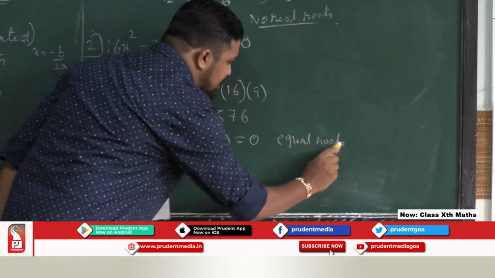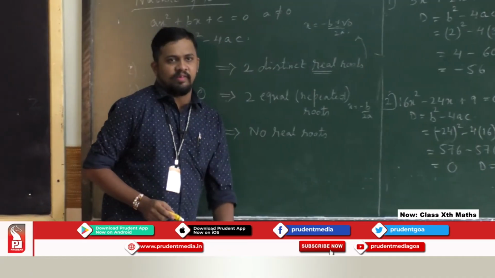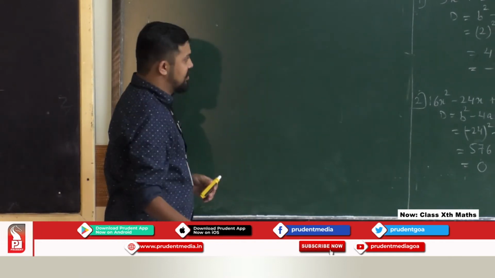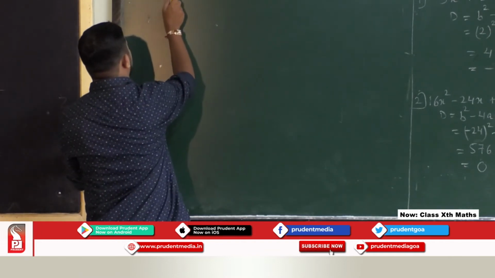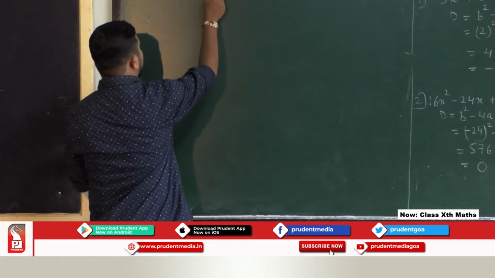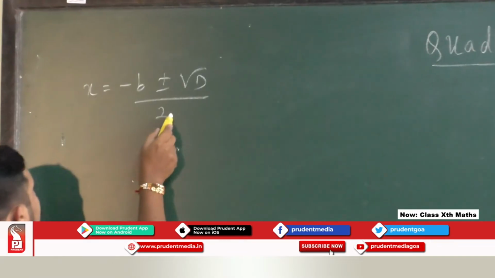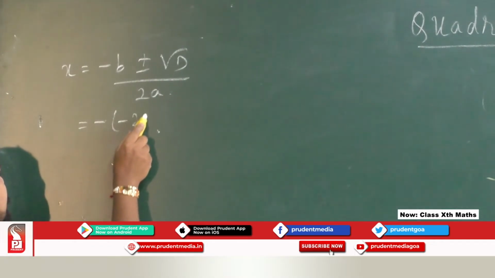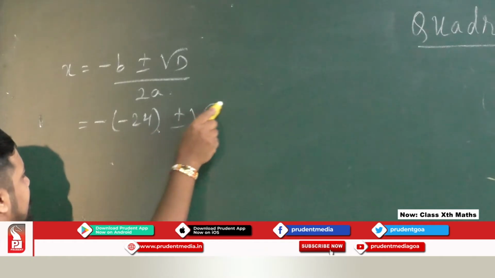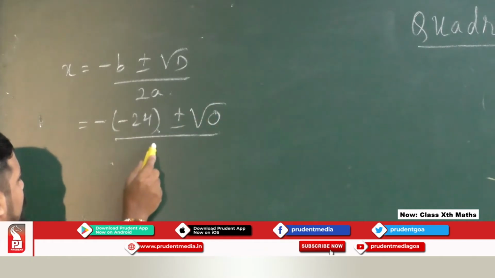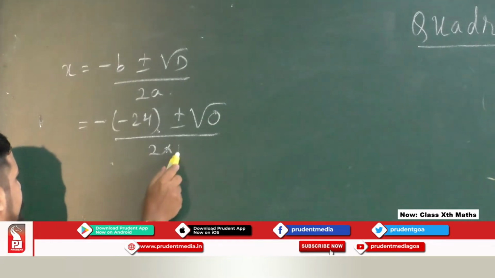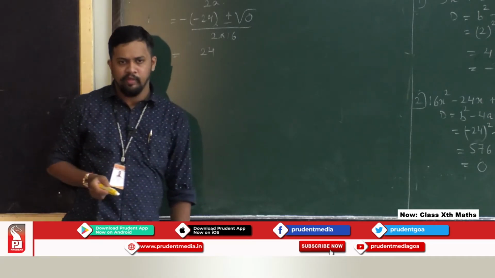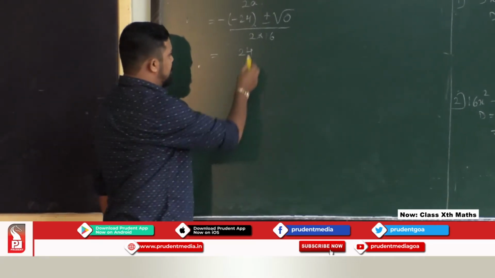Get the equal roots. Then I am getting the roots. So let us find out the roots. So the formula is x equals minus b plus or minus root D upon 2a. So b is negative 24, plus or minus, D is 0, a is 16. So 24, okay. Root 0, we know what root 0 is: 0. So I will not write that 0.